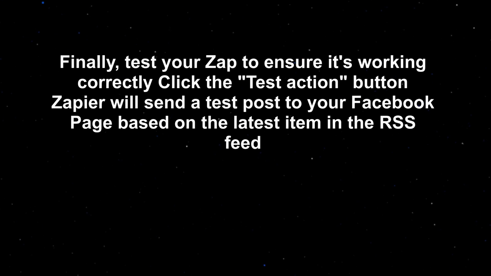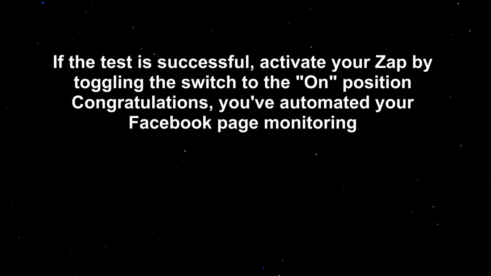Finally, test your Zap to ensure it's working correctly. Click the Test Action button. Zapier will send a test post to your Facebook page based on the latest item in the RSS feed. If the test is successful, activate your Zap by toggling the switch to the on position.